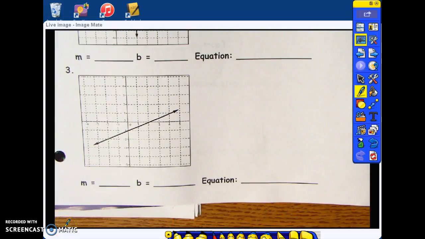For number 3, we cross the y-axis again at -1, and I'm going to pick a point to the right of this that crosses right on a crosshair so I can identify that point specifically. To get from (0, -1) to (2, 0), I'm going up 1 over 2. So my equation, y equals mx plus b, y equals 1/2 x minus 1.